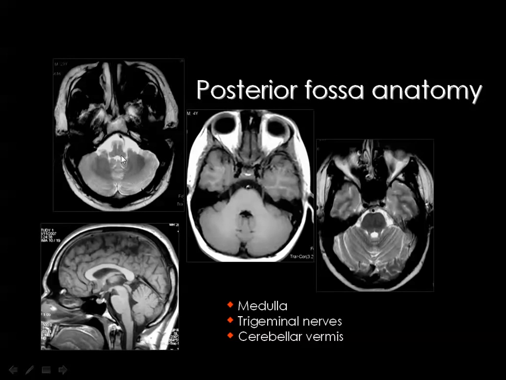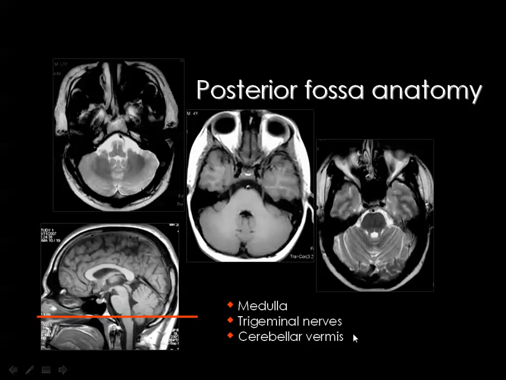This is T1, and you can see the medulla oblongata, and this is the fourth ventricle, which is small, and the cerebellar hemisphere on the left and on the right. And in this axial T1 weighted image, you can see the fourth ventricle, and the trigeminal nerve is clearly identified here. This is the region of the basilar artery in the T1 and in the T2 weighted images.